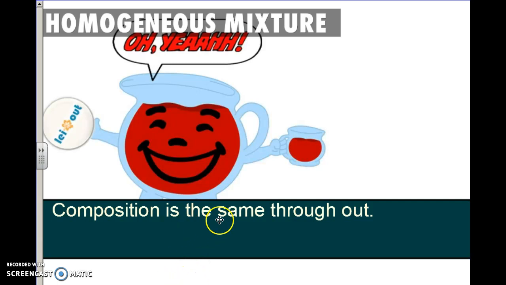Homogeneous means it is the same throughout. So if you make Kool-Aid the right way, it is the same from the first glass to the last glass. And that's called homogeneous. If you make Kool-Aid the wrong way, you end up getting a whole bunch of sugar down on the bottom, and that's what we call a heterogeneous solution. It is not the same throughout.